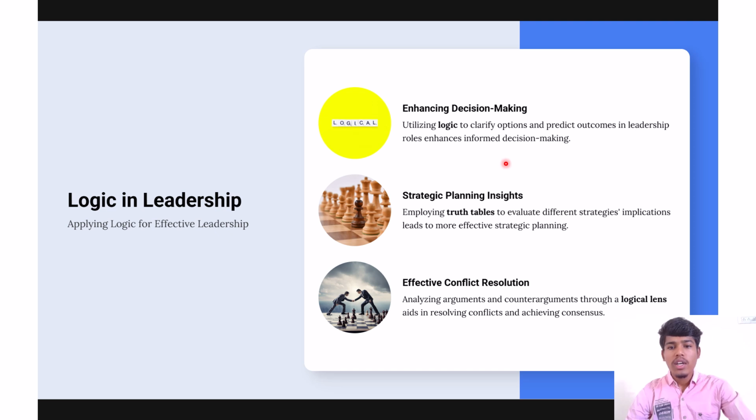Enhance informed decision making. Strategic planning insights: employing truth tables to evaluate different strategies and their implications leads to more effective strategic planning. Effective conflict resolution: analyzing opposing arguments through a logical lens aids in resolving conflict and achieving consensus.